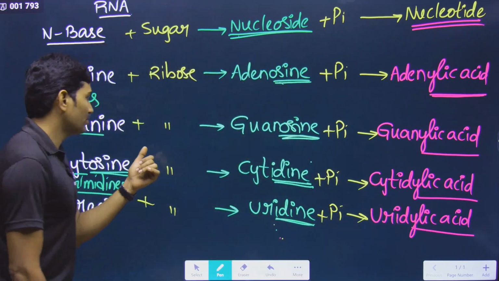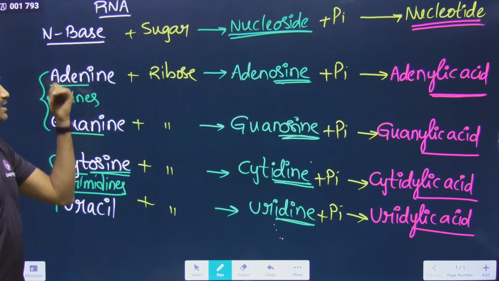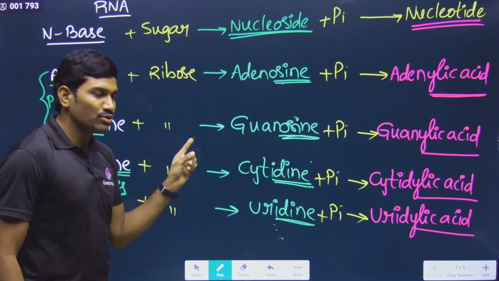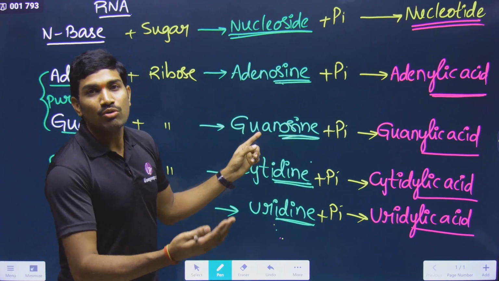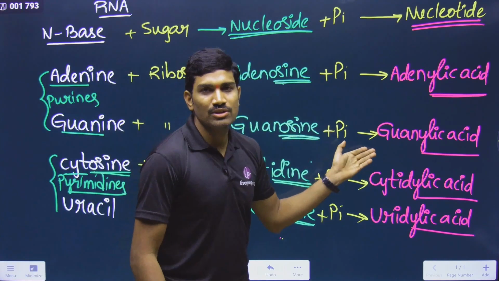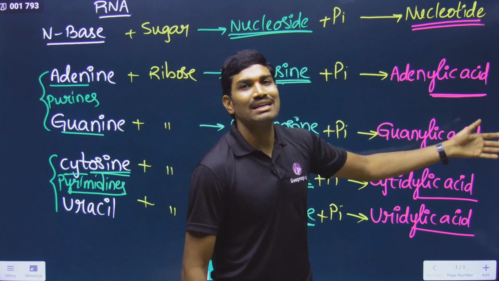Same way with respect to guanine. Guanine is a nitrogenous base. If ribose sugar is attached, it will form guanosine. And to this, if phosphoric acid is attached, it will form guanylic acid.